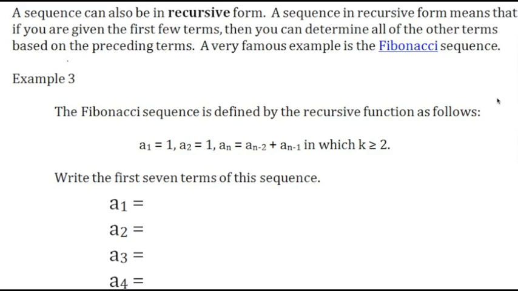It says the Fibonacci sequence is defined by the recursive function as follows: a sub 1 is 1, so the first term is 1, and the second term is 1. The way you get the next term is you take those last two terms and add them together. That k should be an n, where n is greater than or equal to 2. So we know the first term and the second term.